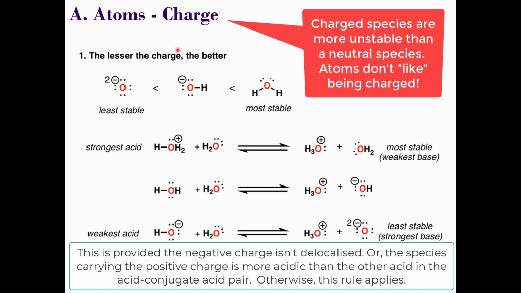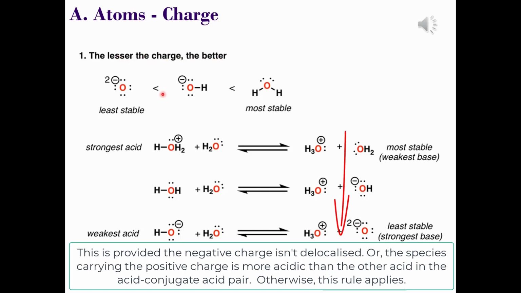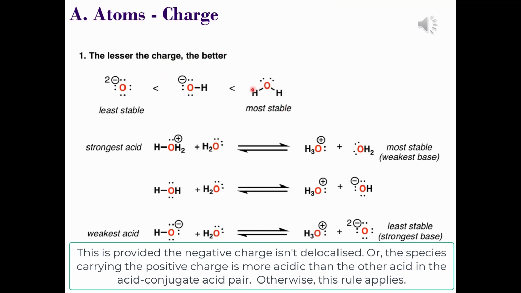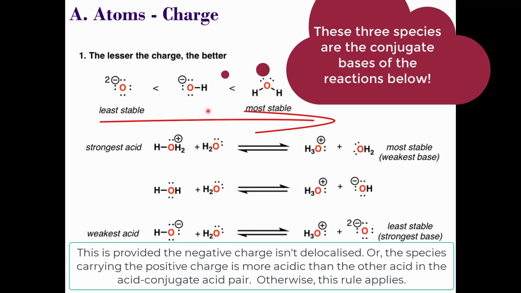Now, a charged species will always be more unstable than a neutral species. Since an acid becomes more negative upon the loss of its proton or protons, the stability of the new lone pair on the conjugate base is a key factor in determining how favourable the dissociation reaction will be. The lower the charge density on an atom, the more stable that species is. So the stability for these reactions goes in the order of the least stable, which is the oxygen dianion, to the most stable, which is our neutral water molecule.